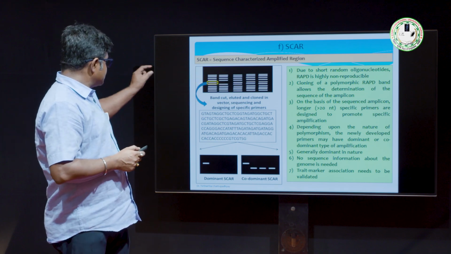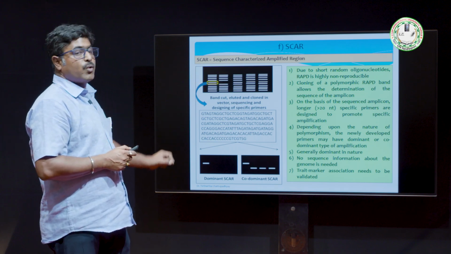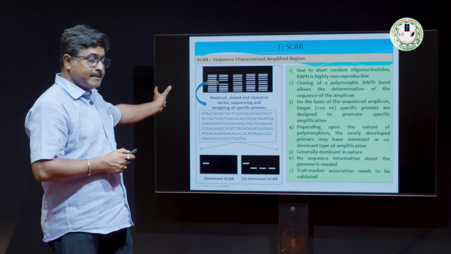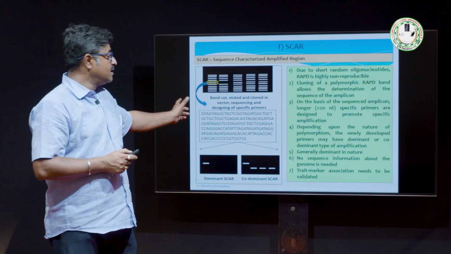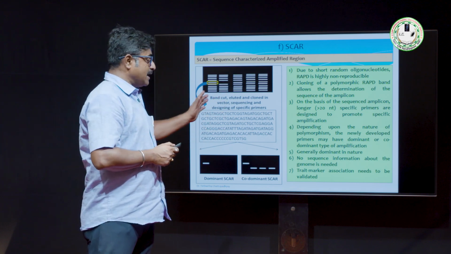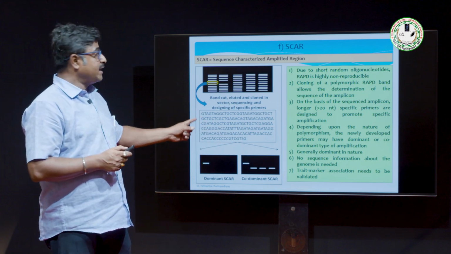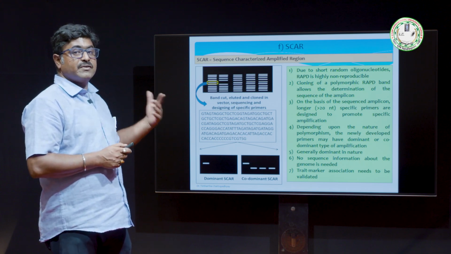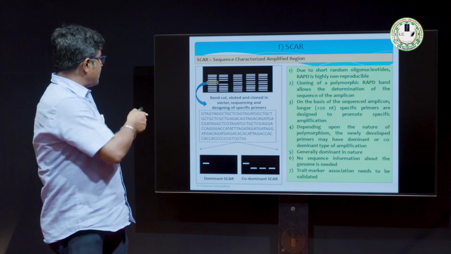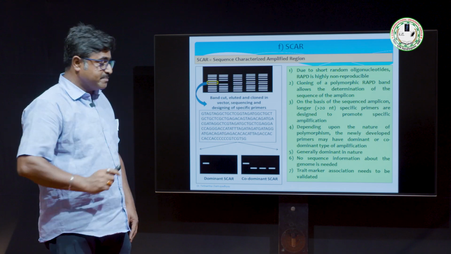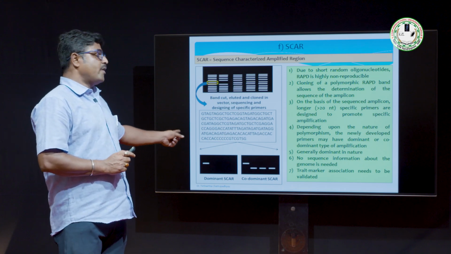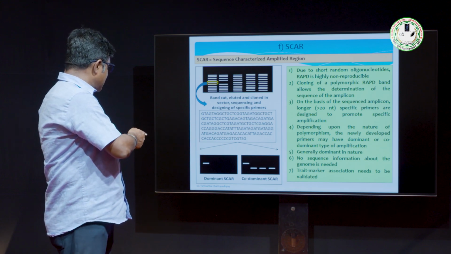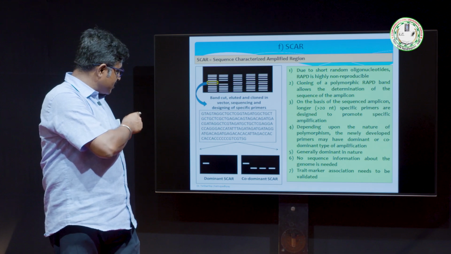So what we do is simply cut this gel band and clone it, and after cloning you know a longer sequence of this band. Then you can design specific primers which are around 20 nucleotides long, so that now your PCR reaction will not hit all over the genome but only the particular site from where this RAPD band was coming. Depending upon the nature of the appearance or disappearance of the RAPD band, you can develop a dominant SCAR, or, if you are lucky enough, you can come up with a co-dominant SCAR. So this is the example of how a RAPD marker can be converted to a SCAR marker.